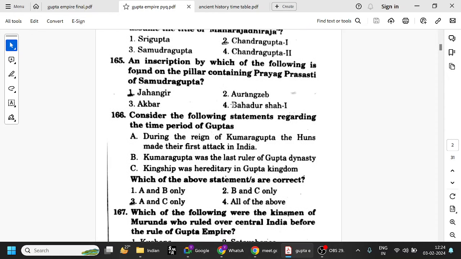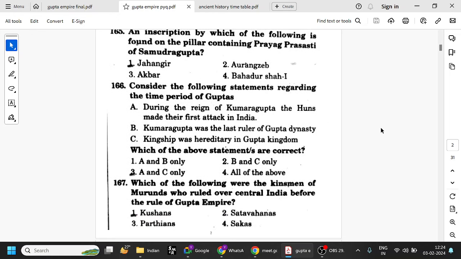Bahadur Shah is the last of the Mughals, Bahadur Shah 2, I think, not 1. And Akbar, everyone knows Akbar the Great. All that we'll look into when we come to the Mughals.